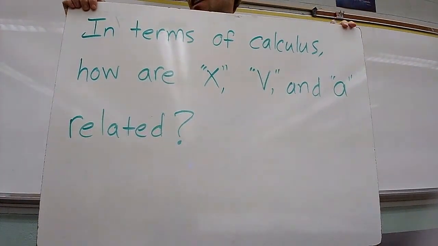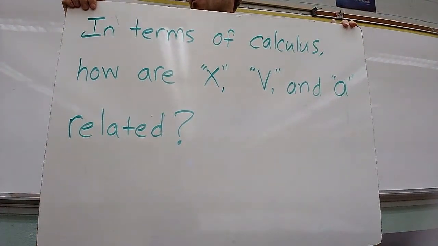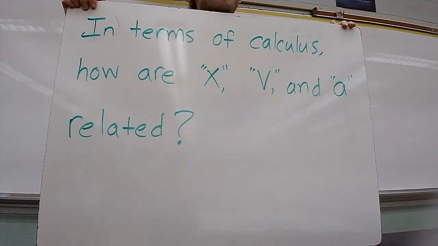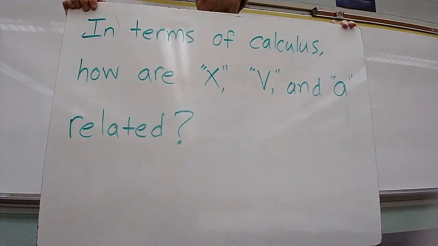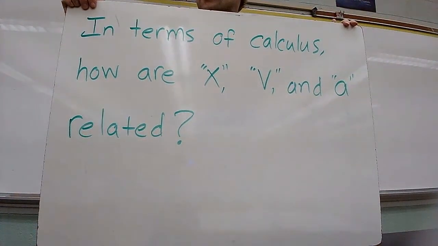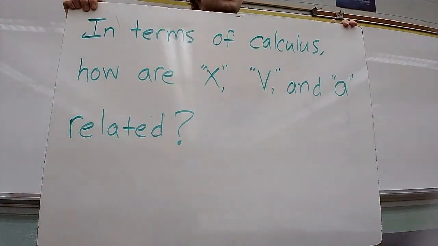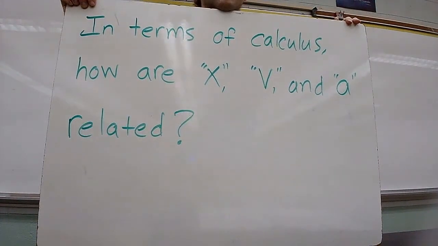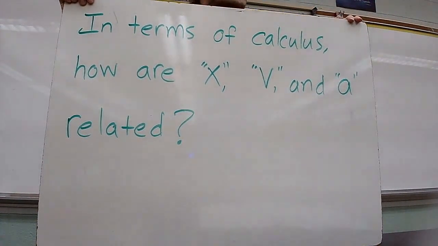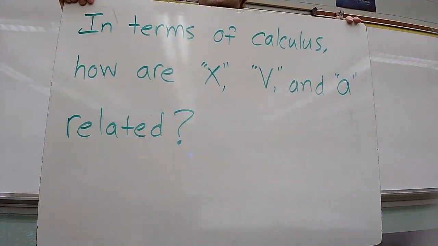Conversations end. In terms of calculus, how are x, v, and a related? Position, velocity, and acceleration. They're all derivatives or integrals. That's true. So if I have velocity and I want to get acceleration, do I take the derivative or the integral? You take the derivative. And if you want to get position, you take the integral. And it's the other way around too.